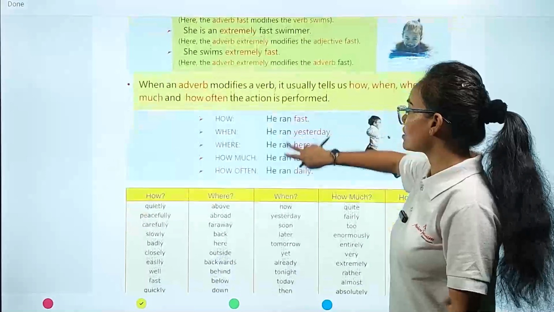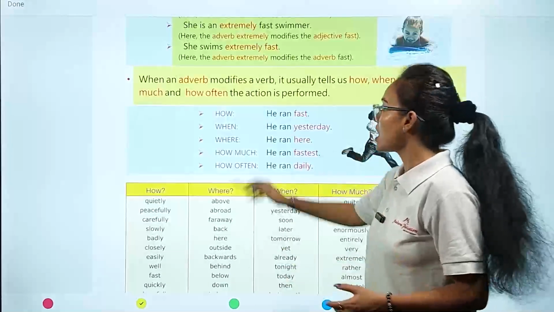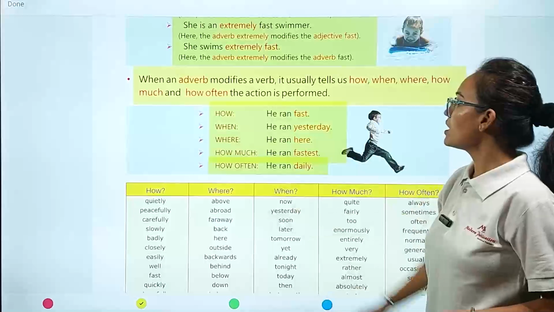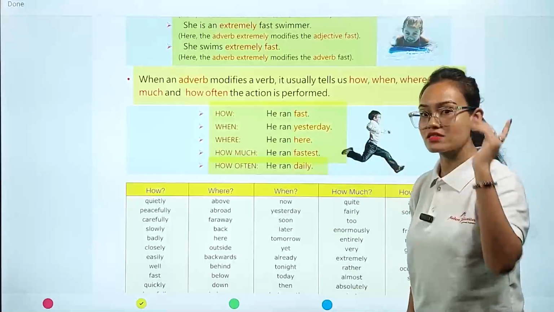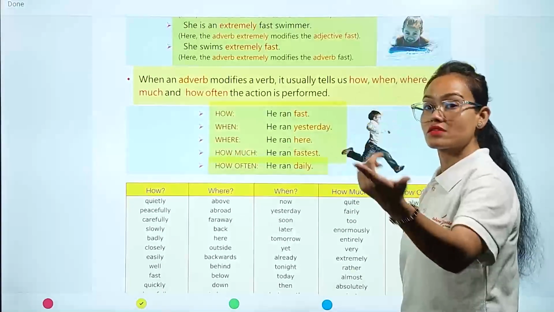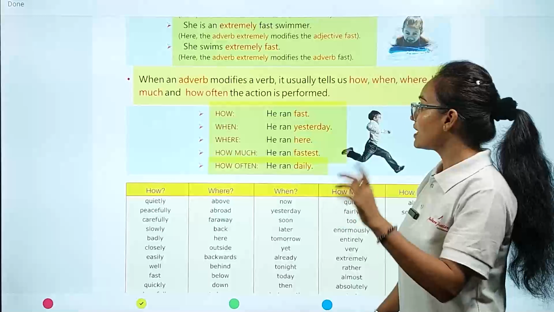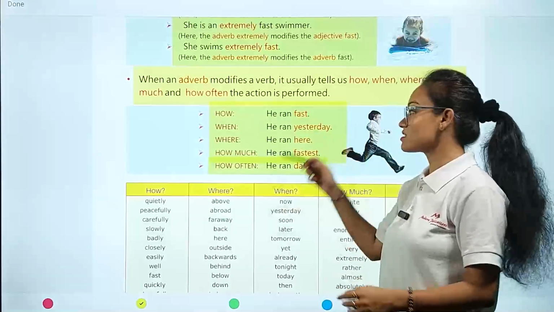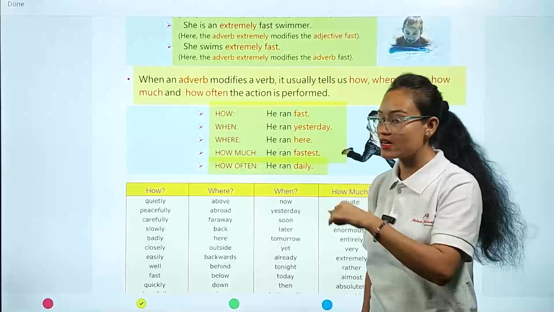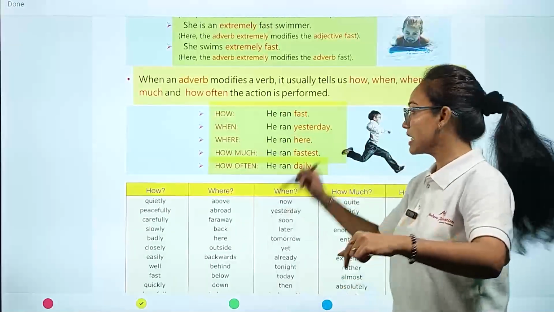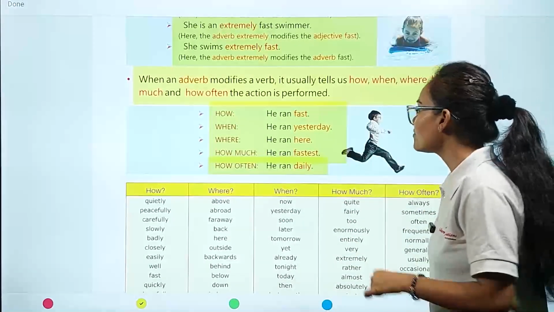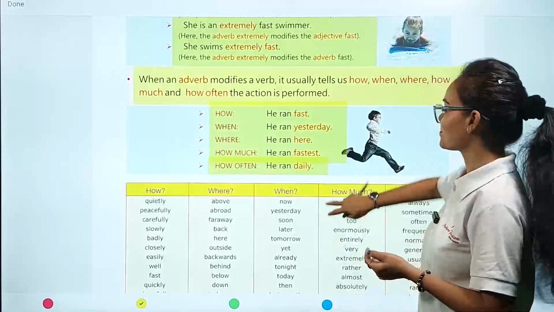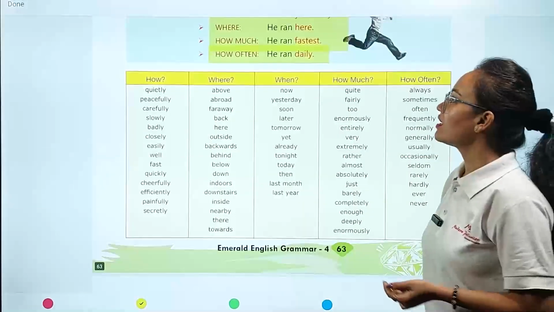Examples, you can see. How is the action performed? He runs fast. How is the action performed? Fast. When? He ran yesterday. When is this action performed? Yesterday. Where does he run? Here. Where is this action performed? Here. How much does he run? Fastest. How often? He runs daily. Now we are going to see what adverb words come under the how, where, when, how much, and how often categories.